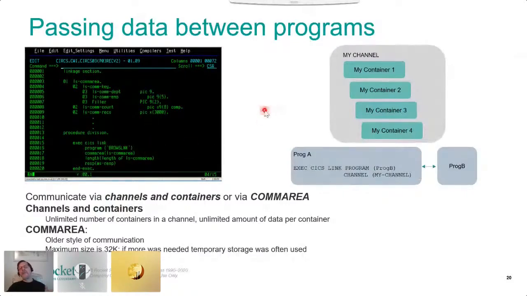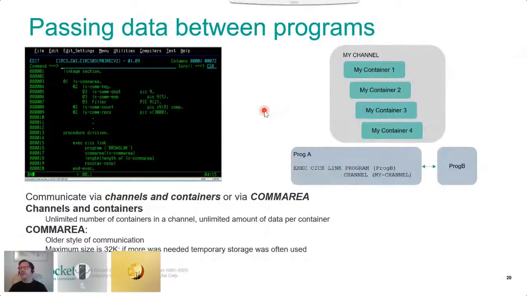Now, the problem with COM areas is they're limited to 32K. And prior to the most current release of CICS, which is CICS version 5.6, you actually couldn't use more than 32,500 bytes. You couldn't use the full 32,768, although they fixed that problem in the current release. The point is you get one area and it's 32K.